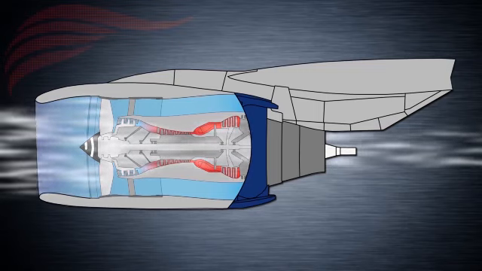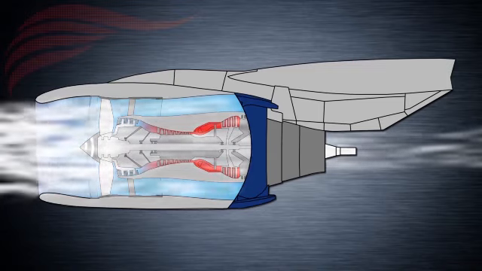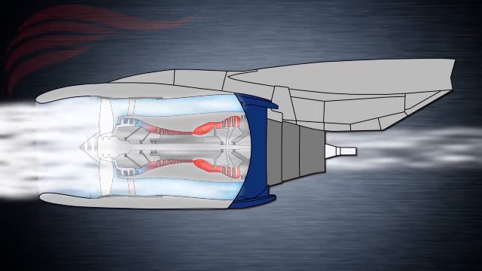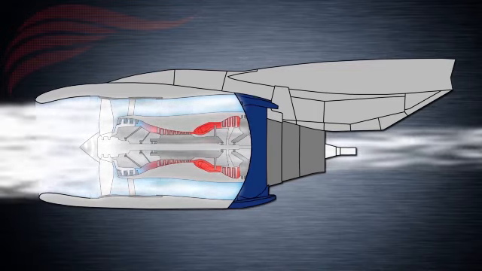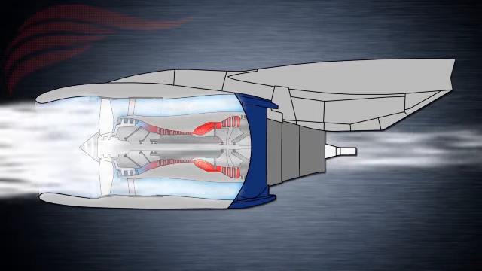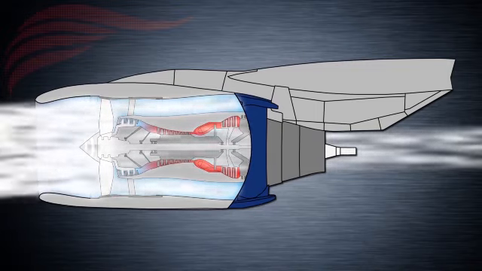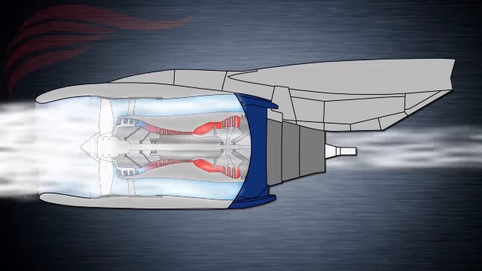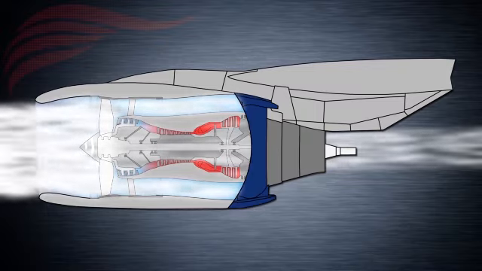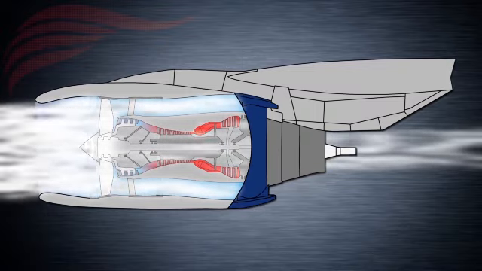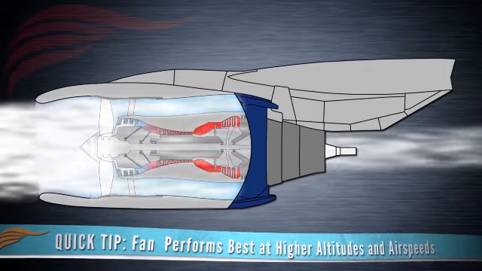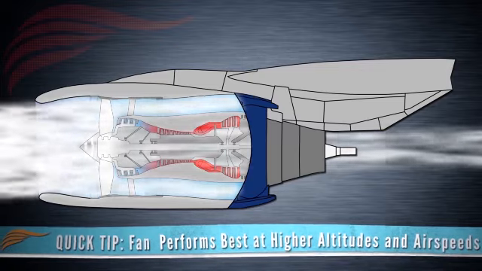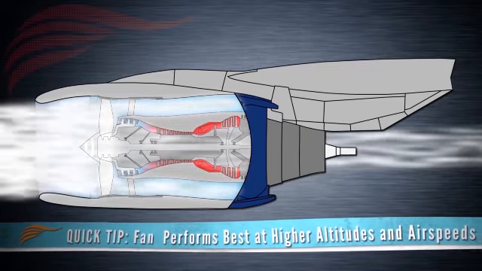The secondary airflow bypasses the engine assembly and is rushed out of the engine at a fast speed. The ratio between secondary and primary airflows is known as bypass ratio. The CFM56-7B is a high bypass ratio engine. The higher the bypass ratio, the better fuel efficiency is achieved and a lower engine noise is produced. The fan essentially works like a light aircraft propeller. However, it's designed to perform considerably better at higher altitudes and airspeeds.